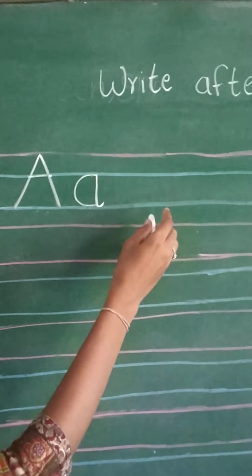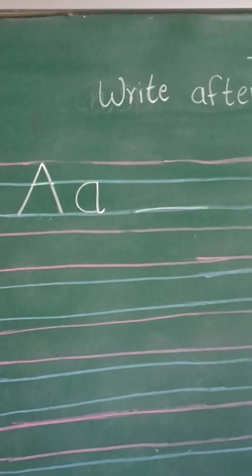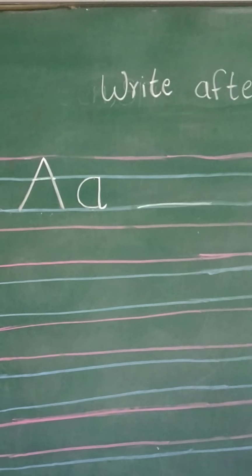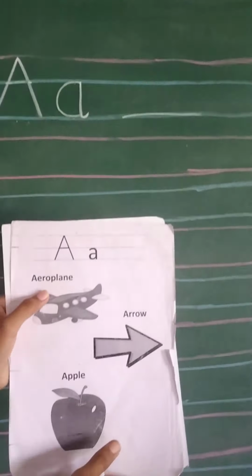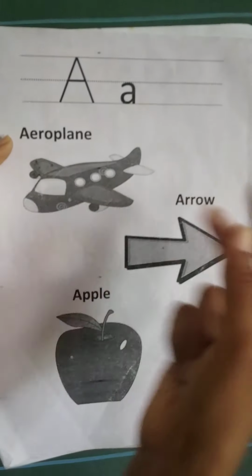Now A after, children. A के बाद क्या आता है? Tell me. A के बाद क्या आता है? Look here. A. Aeroplane. Arrow. Apple. Now A after which letter?